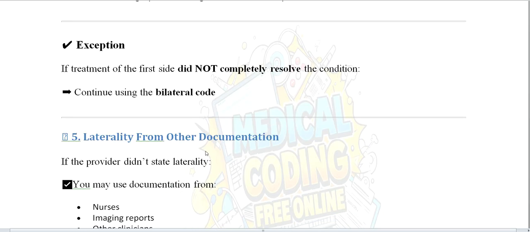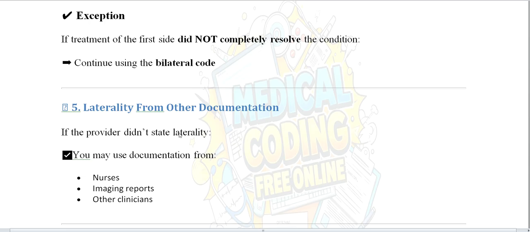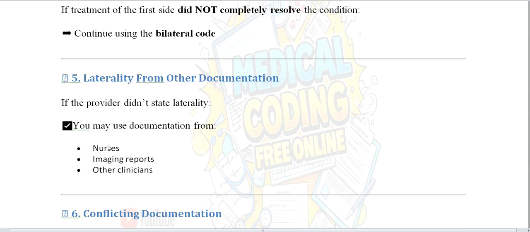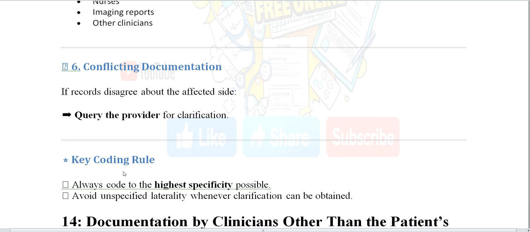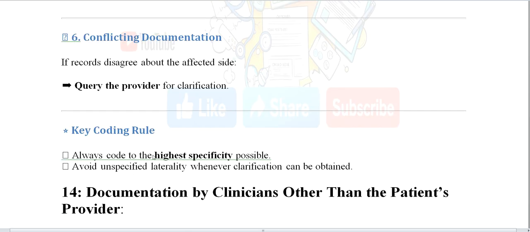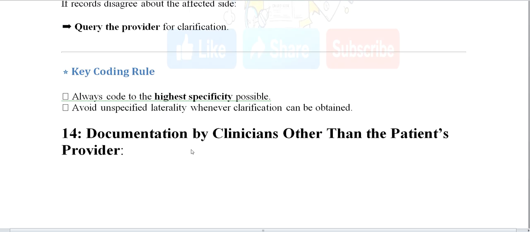So, laterality from other documentation. If the provider did not state laterality, you may use the documentation from nurses, imaging reports, or other physicians. Conflicting documentation: if records disagree about the affected site, query the provider for clarification. Key coding rule: always code the highest specificity possible. Avoid unspecified laterality whenever clarification can be obtained.